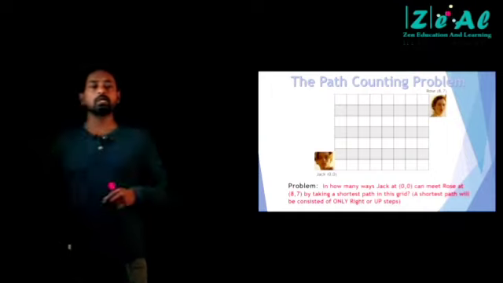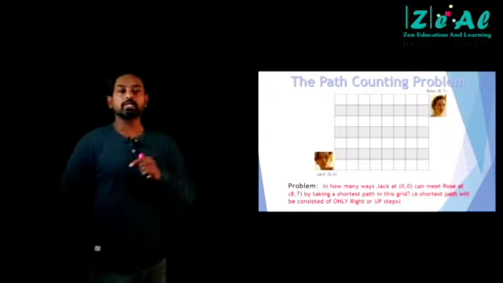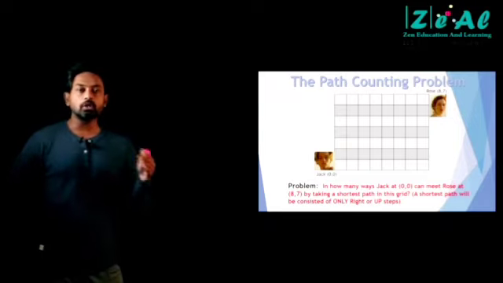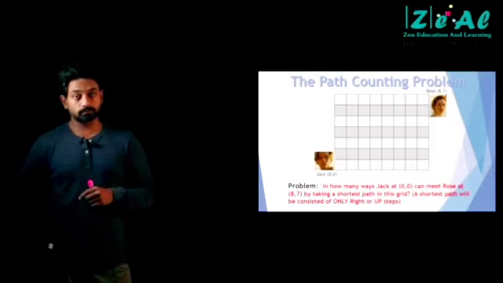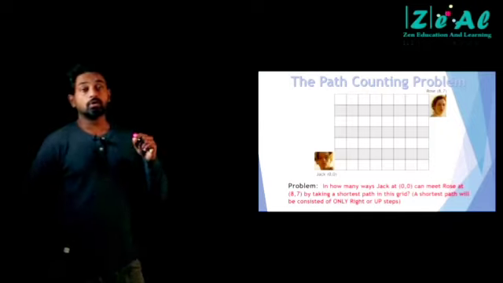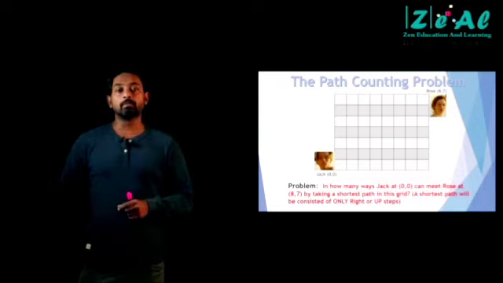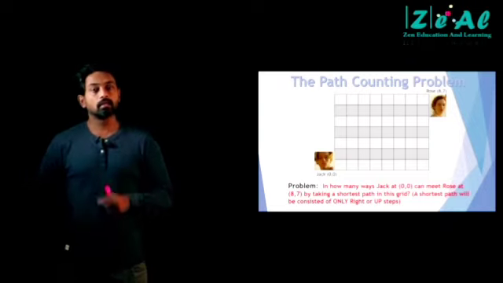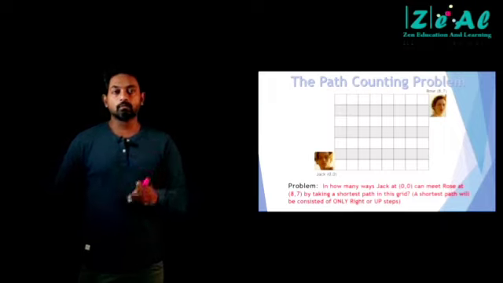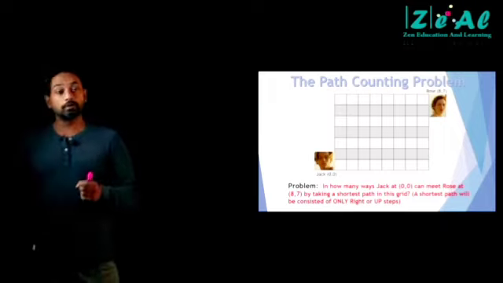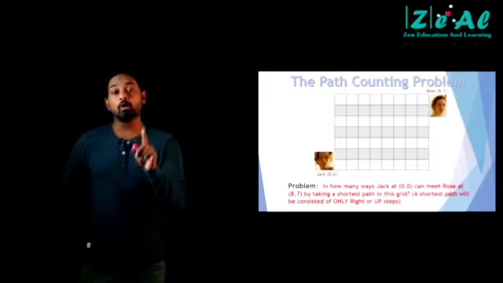So let's get back to the question. I will read the question now. In how many ways can Jack at 0, 0 meet Rose at 8, 7 by taking a shortest path in this grid? And he has to choose the shortest path. Alright, so now you can pause your video, you can try to solve this problem, and the time starts now. Pause it.